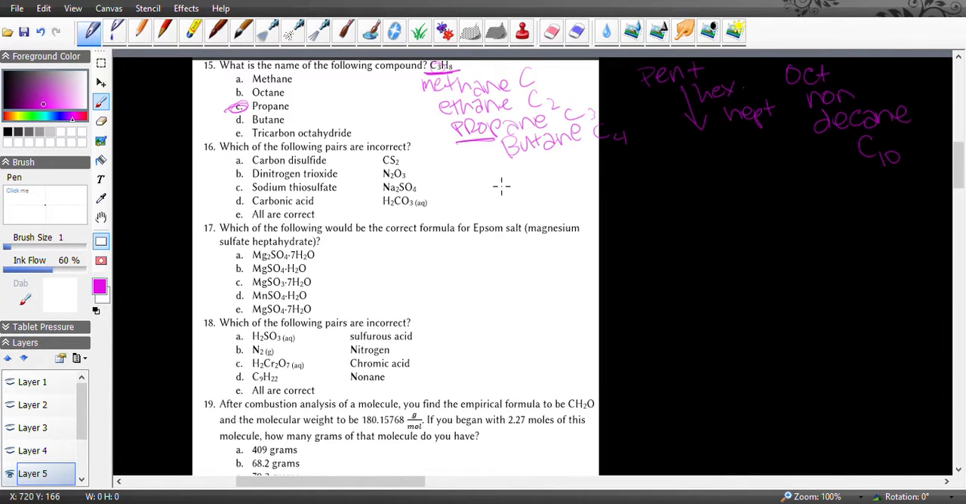Which of the following pairs are incorrect? So carbon disulfide, di, so it has to be 2 nonmetals, non-metal, di, there's 2. Beautiful. Dinitrogen trioxide, 2 nitrogens, 3 oxygens. That's between 2 nonmetals, so we have our prefixes. Yep.